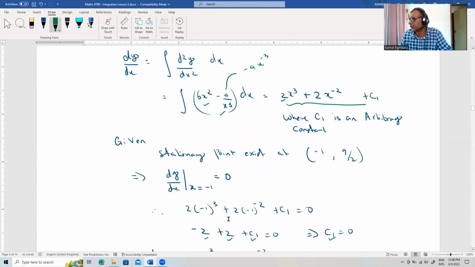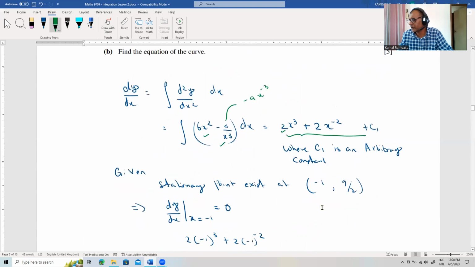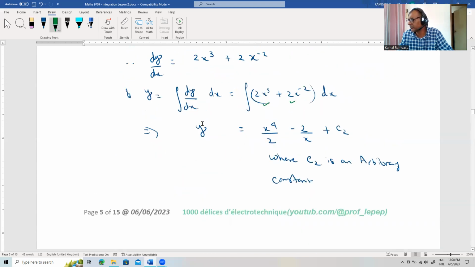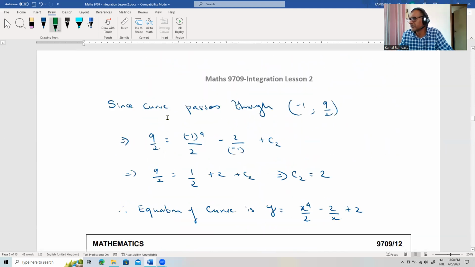Et là, je connais que the curve passes through the point -1 and 9 over 2. Je remplace ça là. 9 over 2 here, et x is equal to -1. Since curve passes through -1, 9 over 2, je vais remplacer pour gagner la valeur de C2 et je vais trouver que C2 is equal to 2. Therefore, y is equal to x to the power 4 divided by 2 minus 2 over x plus 2.